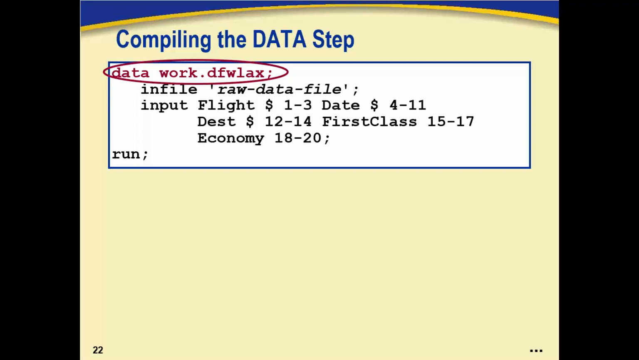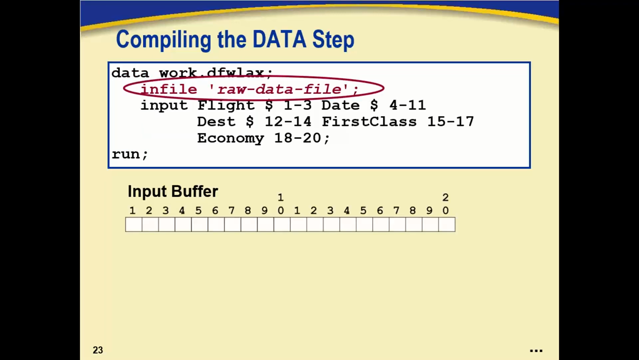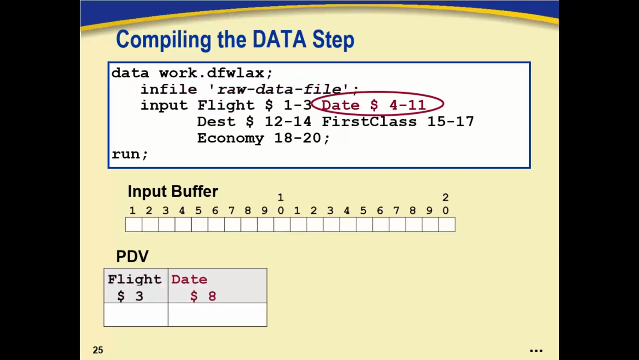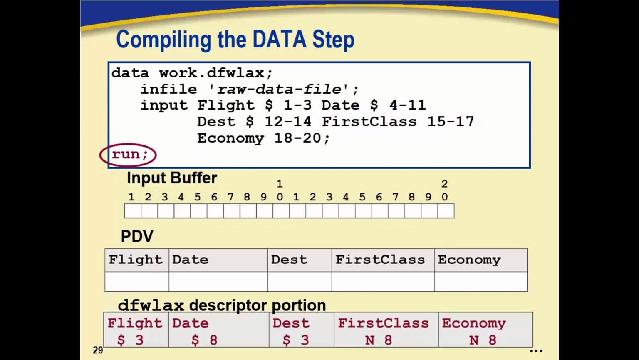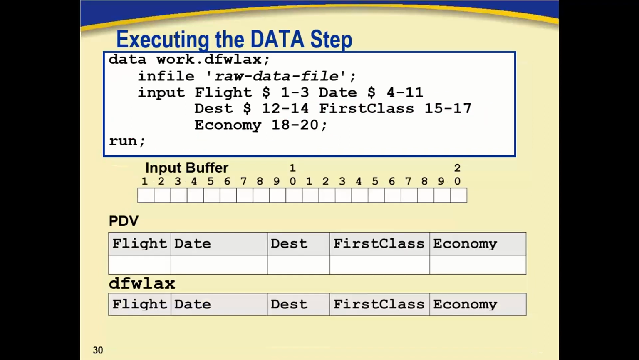So let's see, whenever you are doing the compilation here, first it will take the raw data file, the input buffer. In the input statement, whatever you define will be allocated in the PDV. When you hit the run button, it will do that. Now, once you execute the run statement, it starts executing this program.